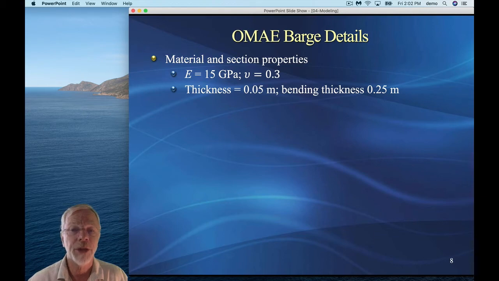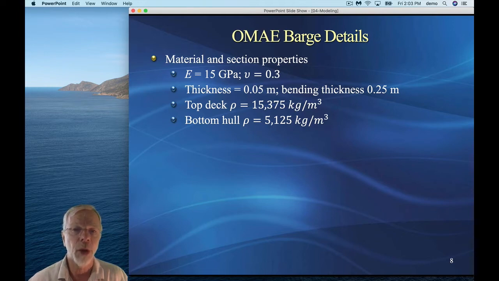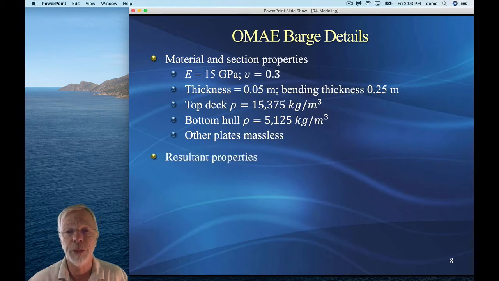And remember, I mentioned this in our discussion about finite element modeling of the structures. And so this made it much simpler to generate the model because we didn't have to worry about internal stiffeners, which would typically be required to prevent local modes from happening. The mass distribution was set up to give a specific CG, which I'll talk about later, but masses were distributed along the top deck and the bottom hull, and the side plates were massless, as well as the stern and bow plates.